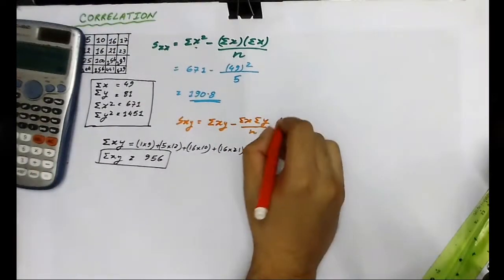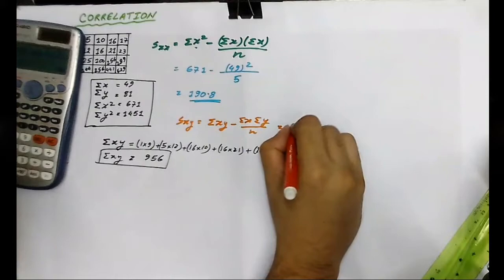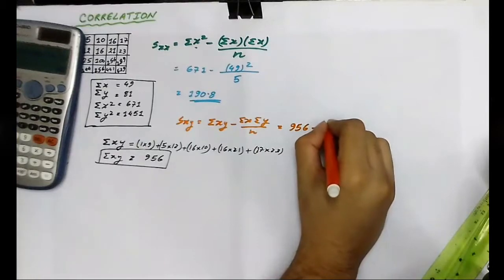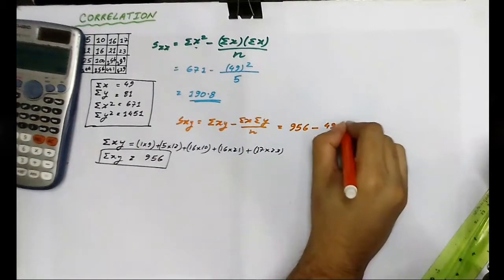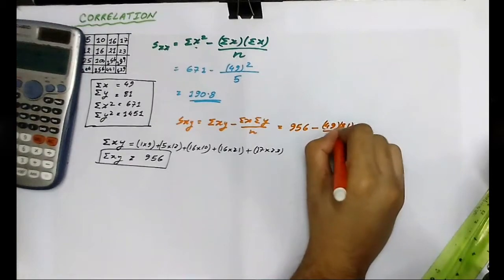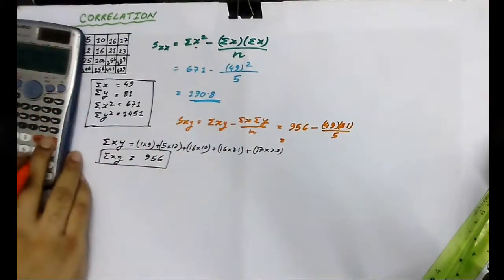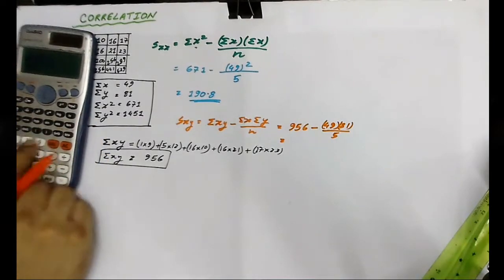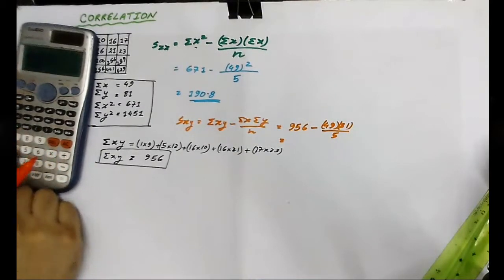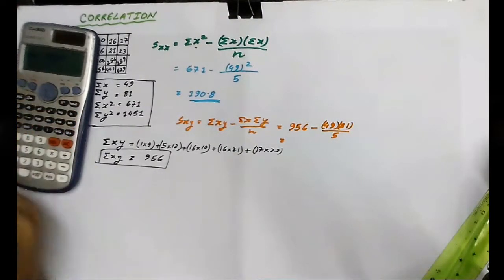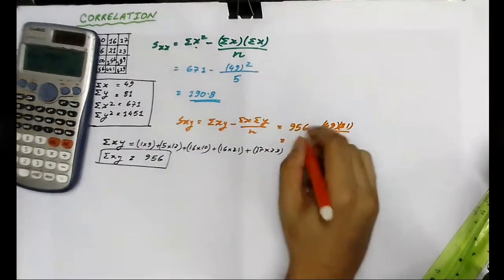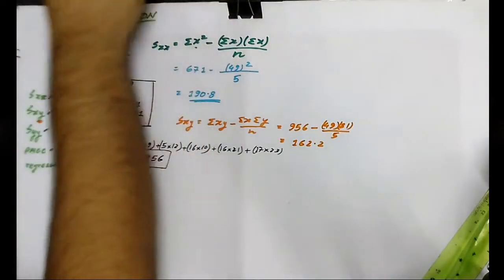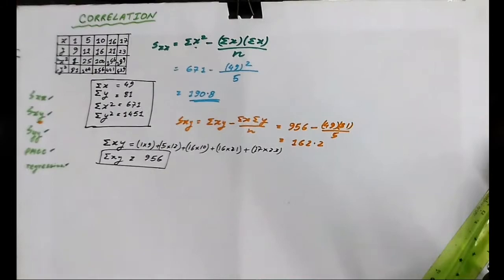Now we will be using this in the formula, that is 956 minus 49 into 81 divided by 5, and the answer that our calculator gives is 162.2. Now that is our SXY.